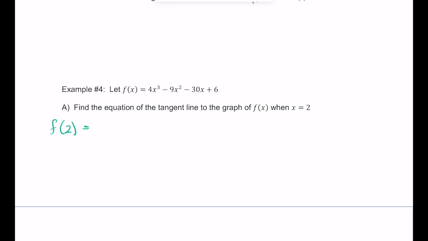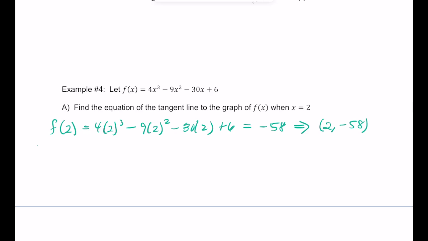So I'm going to have 4 times 2 cubed minus 9 times 2 squared minus 30 times 2 plus 6. And I've shown everyone in enough videos that you can use your calculator to come up with that solution. You can use the table if you want. But when you do that, you should get negative 58. So that tells me that I'm looking at the point 2, negative 58, right? We want the equation of the tangent line to f at that point, okay?